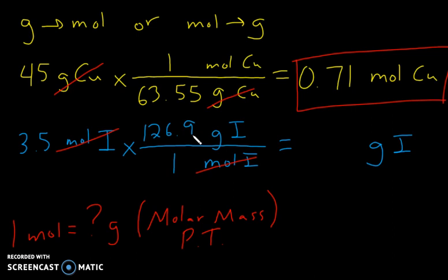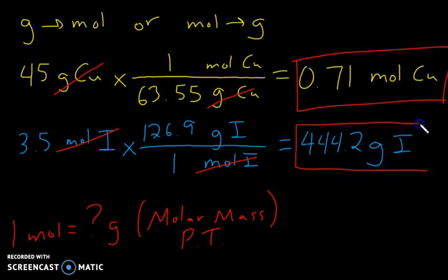So now I'm going to go ahead and multiply across the top, and I don't need to divide because that's just a 1 on the bottom. So 3.5 times 126.9 gives me that I would have 444.2 grams of iodine. And that will be my final answer, making sure you've got grams of iodine as your unit.